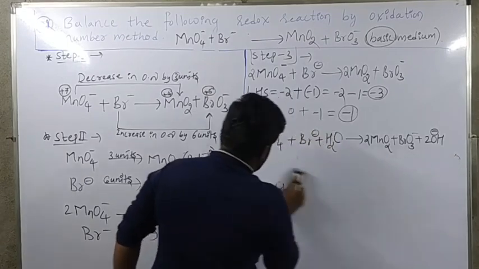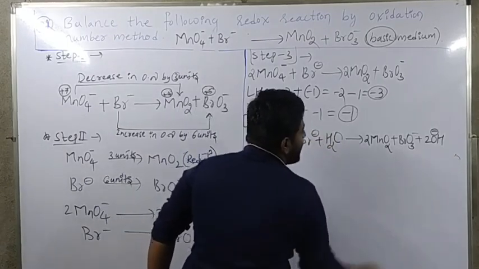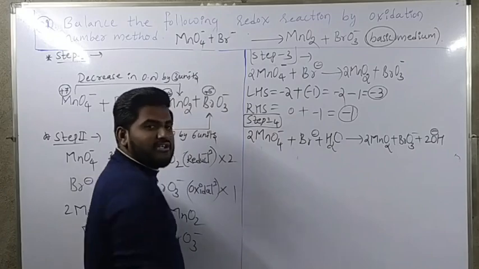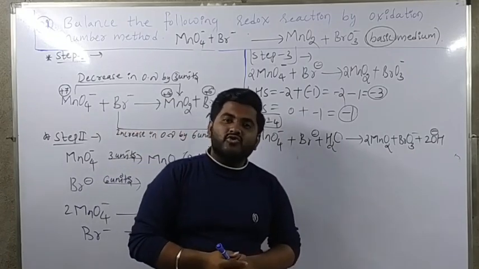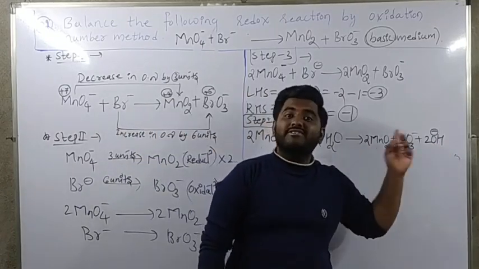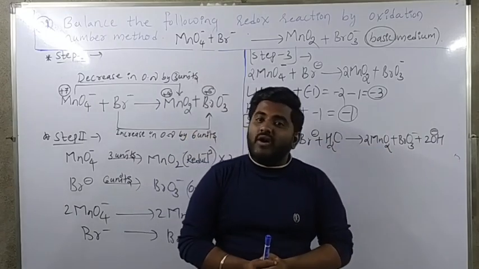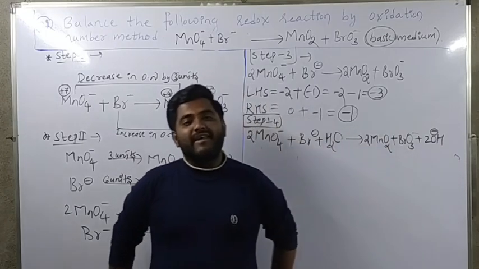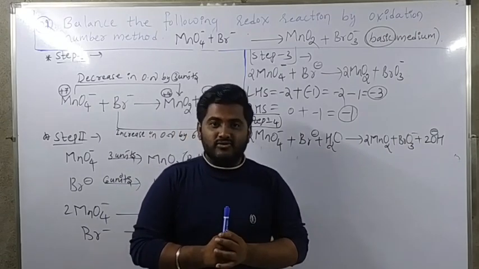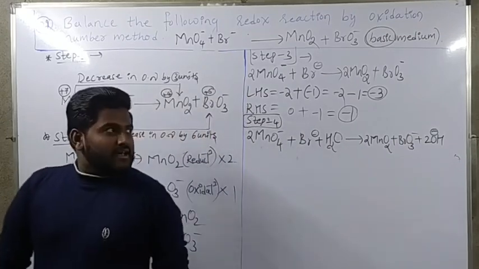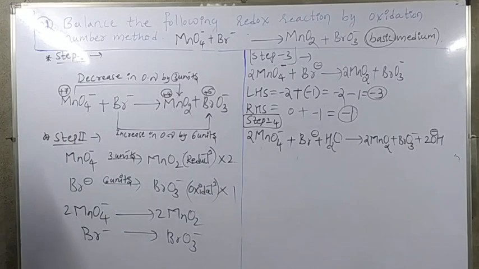I hope you are following, guys. So why we added 2 OH minus, why we added H2O, you understood now? Why did we add only one H2O? Because only 2 hydrogens are required on the LHS side. Therefore H2O is added. Followed? So this is in basic medium. Any doubts in this? No doubts. Yes, guys. Take the screenshot if you want.